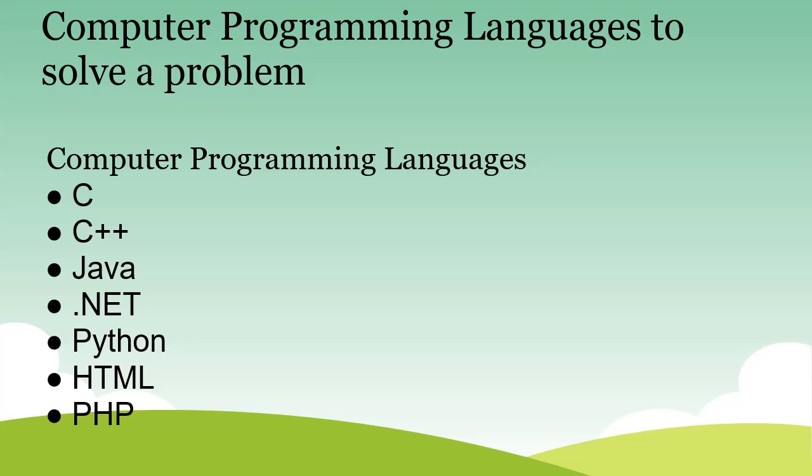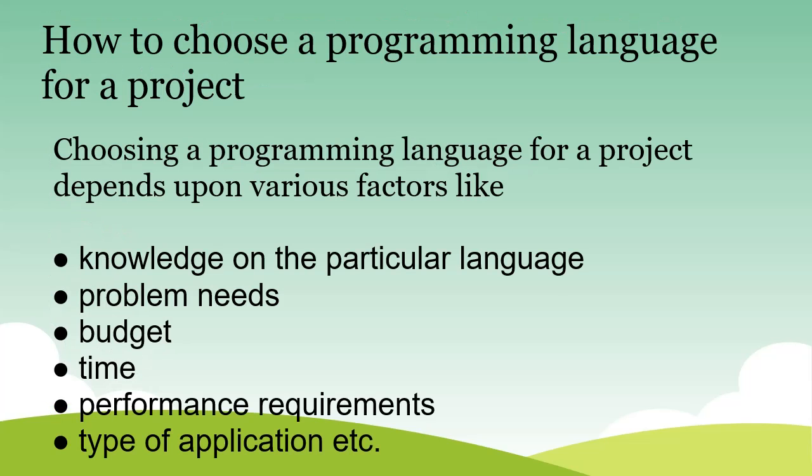And for writing these computer programs, we must know any of the computer programming languages. These days, there are a lot of computer programming languages available. And some of the most popular computer programming languages are C, C++, Java, .NET, Python, HTML, PHP, etc. Now we are going to discuss how to choose a programming language for a project.